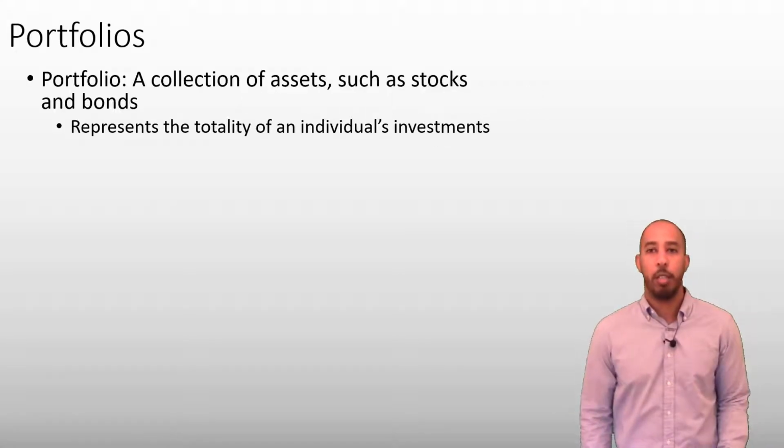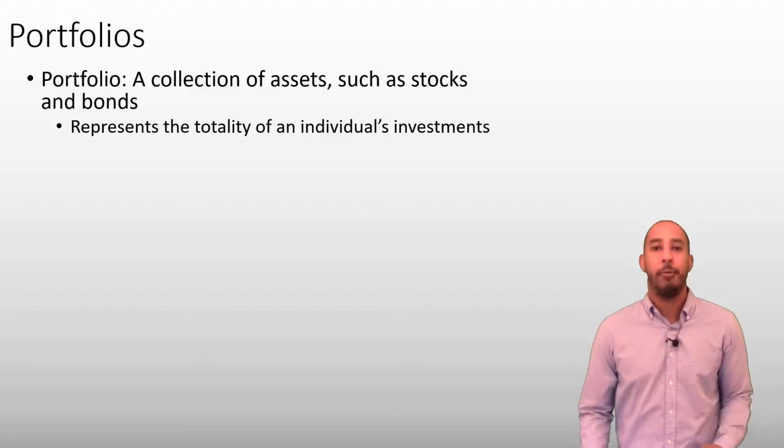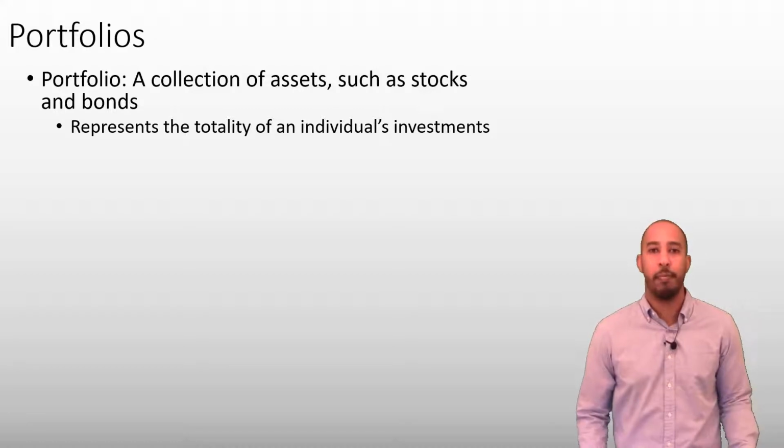So what is a portfolio? A portfolio is just a collection of things. For example, an artist may have an art portfolio, which would be a collection of all the artwork he's created. In finance, a portfolio refers to a collection of assets an individual is invested in. All of the stocks, bonds, gold, silver, real estate, fine art, everything that someone's invested in will be their portfolio.